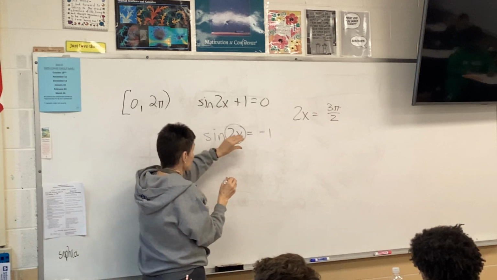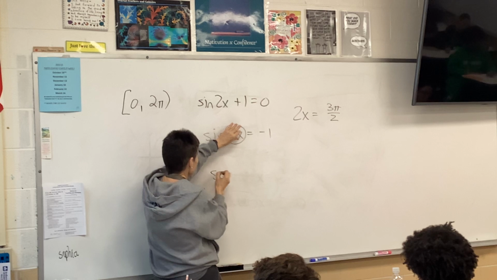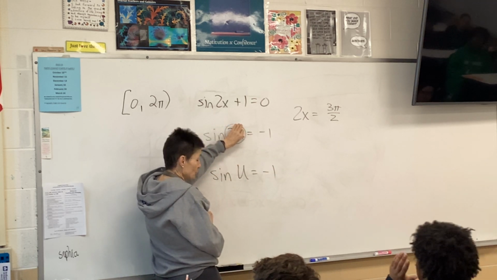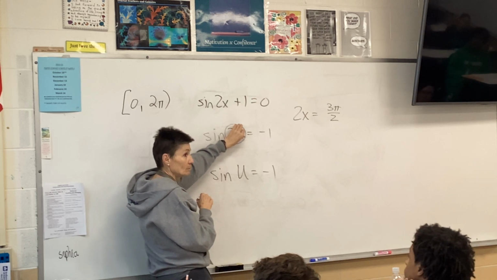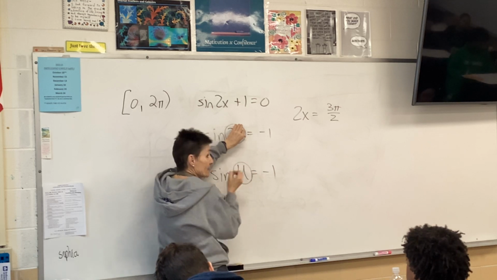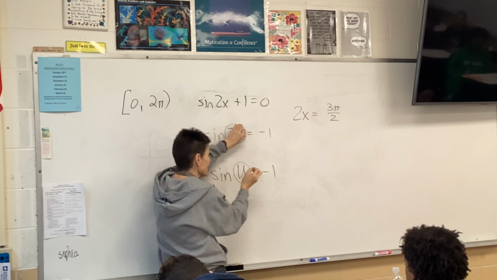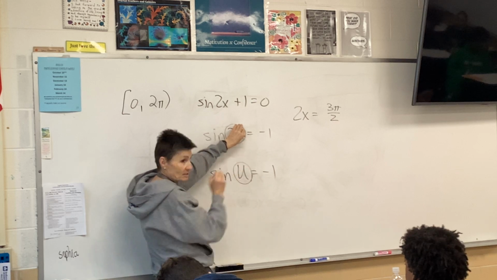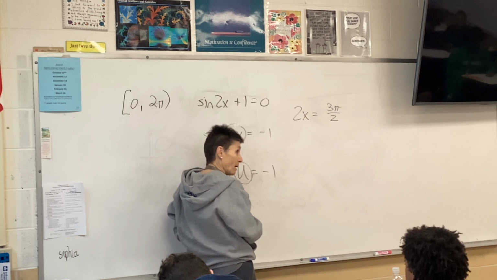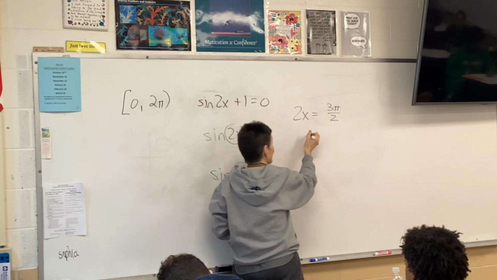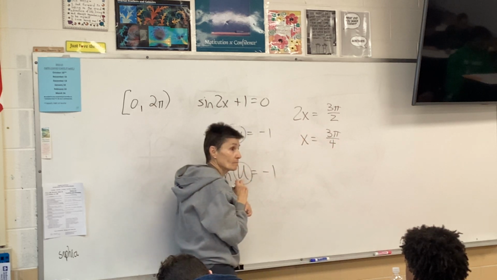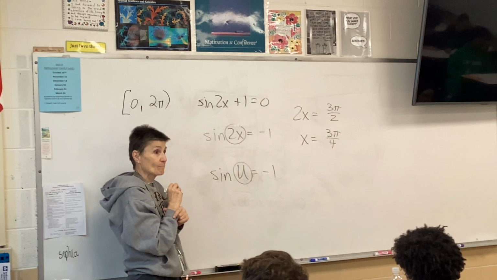So think about it like this. Don't let the fact that it's a 2x bother you. What if it said sine u equals negative 1? Wouldn't you tell me u had to be 3 pi over 2? Doesn't really matter what we call this. If its sine is negative 1, it has to be 3 pi over 2. And if 2x is 3 pi over 2, then x is 3 pi over 4. Right?